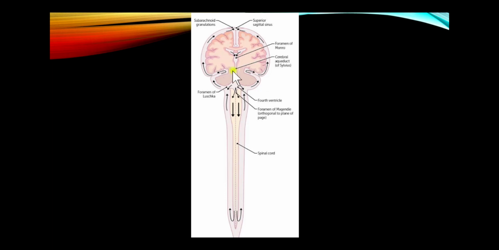Okay, so just another picture here of the lateral ventricles. Here's the interventricular foramen of Monro down to the third ventricle, then via the cerebral aqueduct to the fourth ventricle. And then we have outlet chambers here, which I mentioned. So there are two lateral outlet chambers called the foramen of Luschka. Okay, and then there is a midline outlet chamber called the foramen of Magendie.